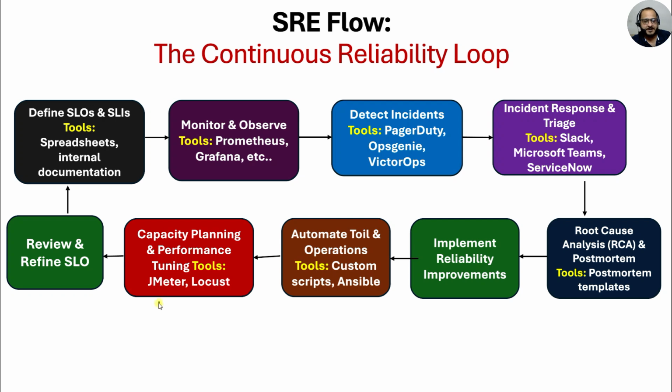Then we have capacity planning and performance. For that they use JMeter and Locust. So what does it mean basically? They will do some kind of load test on their applications. Okay, I'm putting this much load, is my application capable of handling this much load? So before handing over to customers, they first check the performance, like, okay, I'm sending millions of requests, is my application capable enough to handle that particular requirement?